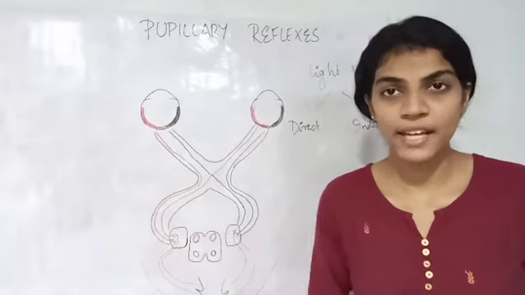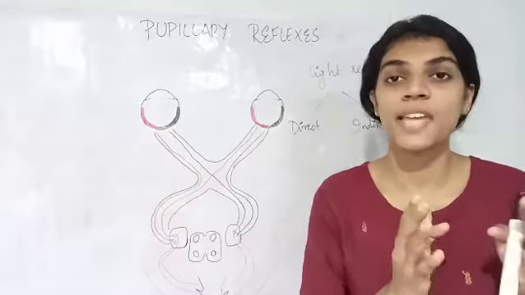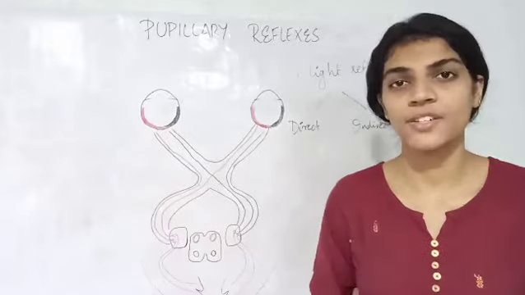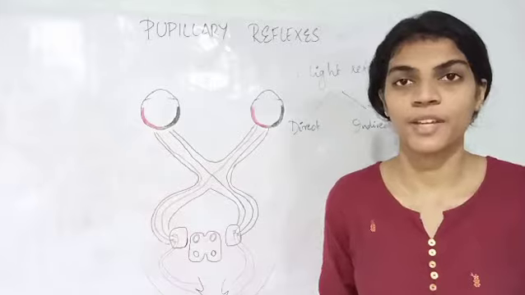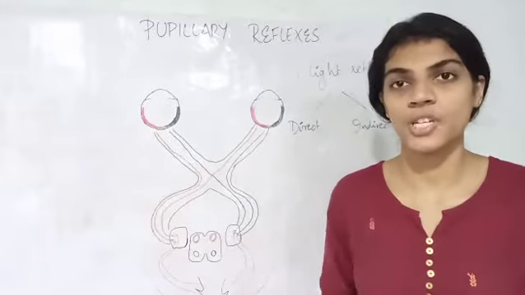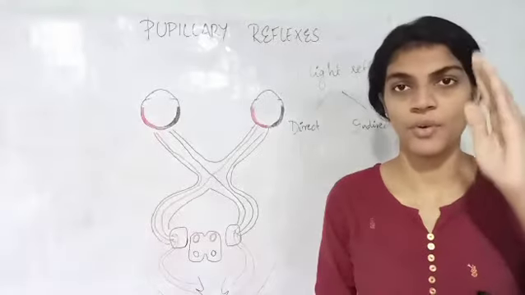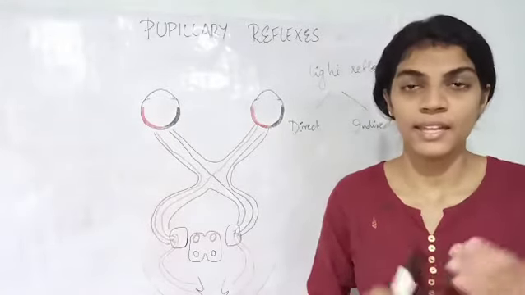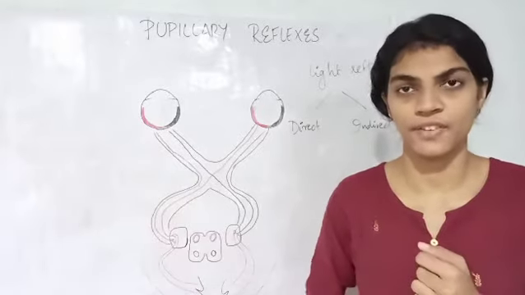Direct light reflex is the constriction of the pupil of the same eye to which the light is directed. Indirect light reflex is the constriction of the pupil in the opposite eye when the light is directed to the other eye. It is known as the indirect light reflex. The indirect light reflex is also known as consensual light reflex.